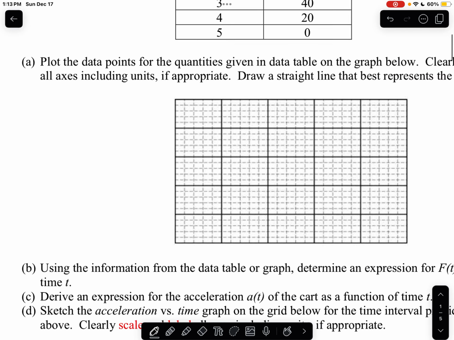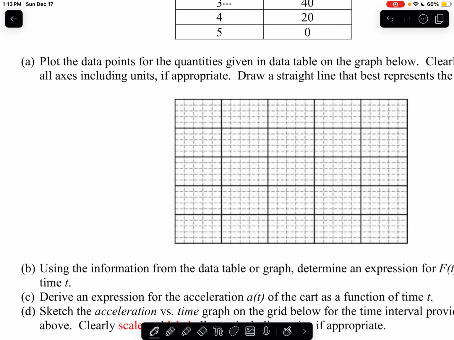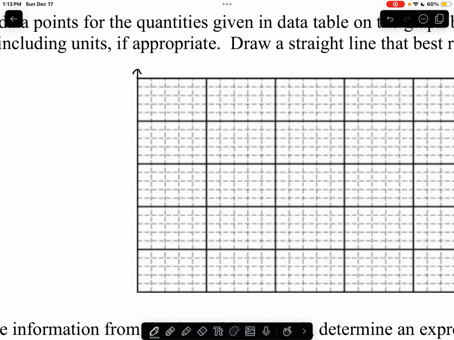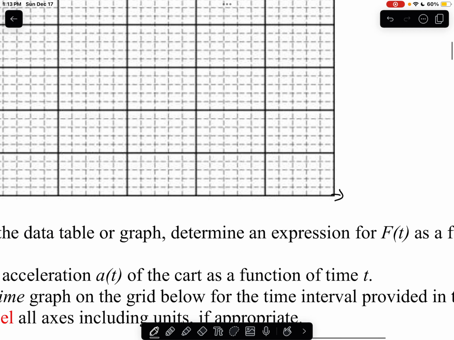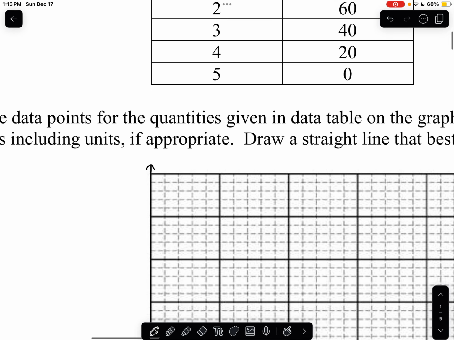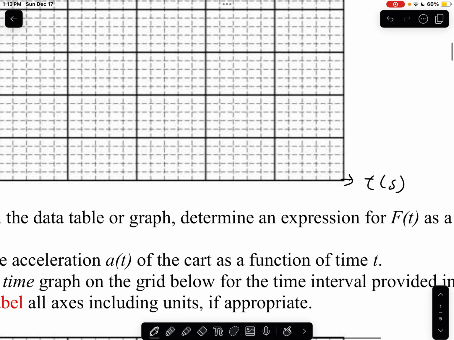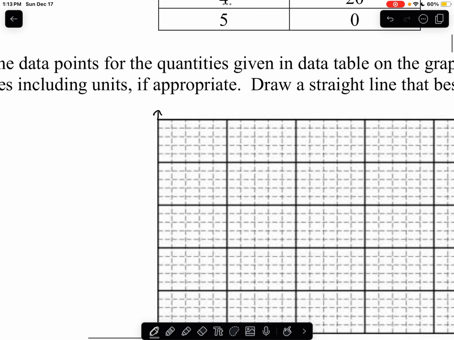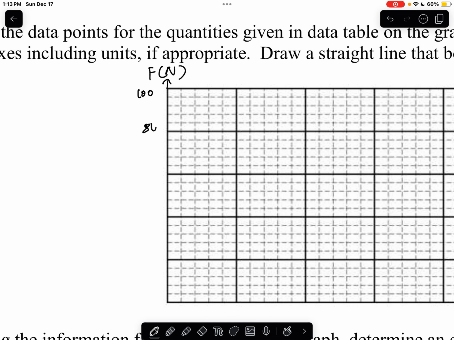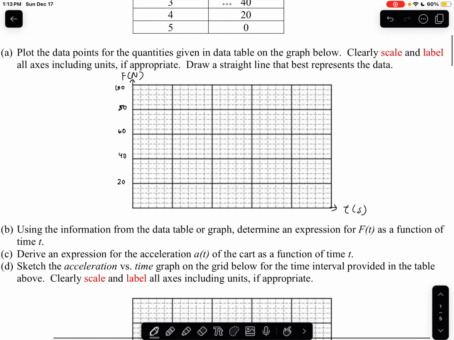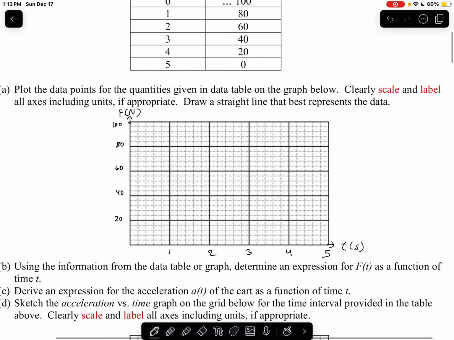So for part A, I'm going to label the axes first, the X and Y. The X-axis is going to be t, and then the Y-axis is going to be the force. I'm going to do it by 100, and then for 1 to 5. Okay, just going to plot them.